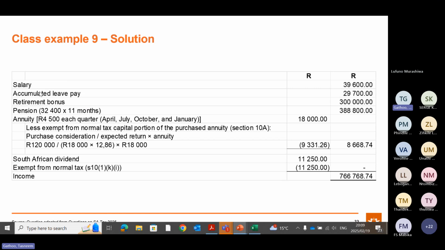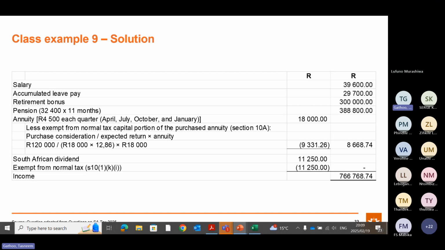So here we're going to calculate his income. We'll add his salary of 39,600, the accumulated leave pay of 29,700, and the retirement bonus of 300,000. Then in terms of his pension, remember, when did he start receiving the pension? He didn't receive the pension for the full month. He only started receiving the pension from the 1st of April when he retired. So 32,400 multiplied by 11 months. Then in terms of the annuity, he received 4,500 each quarter. So if you take 4,500 from the 1st of April, then what's each quarter?